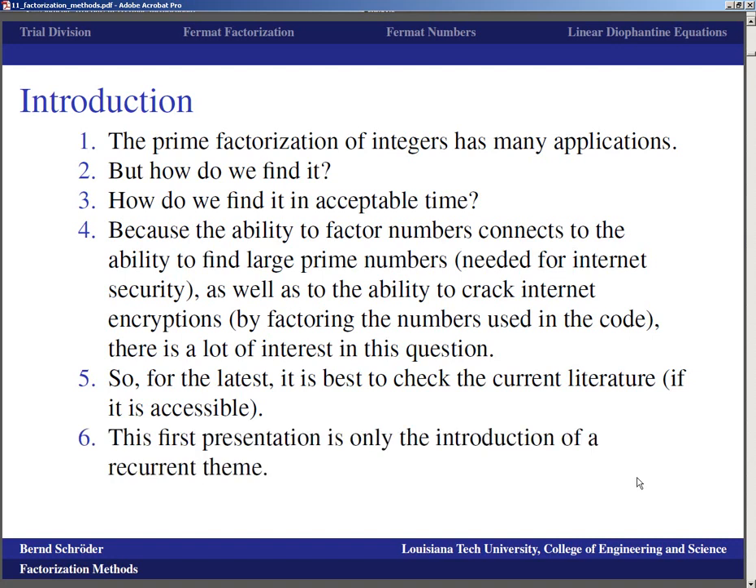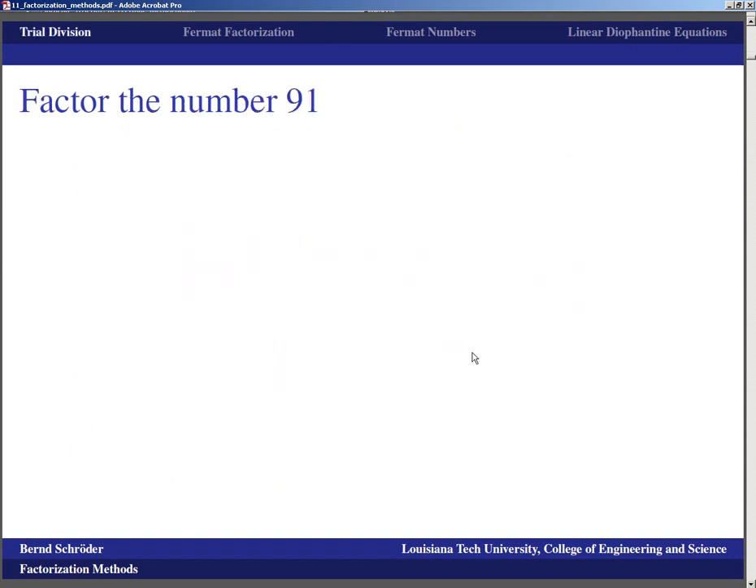In this first presentation, we're just going to start introducing a recurrent theme, because we're going to talk about factorization algorithms repeatedly. As I mentioned in the introduction to the course, a large part of this course could be considered: how do you check whether something is a prime number, and how do you factor certain numbers? Okay, so trial division, the elementary way to approach numbers.